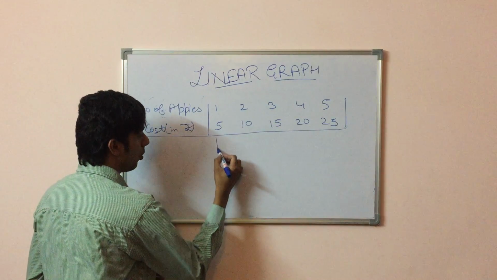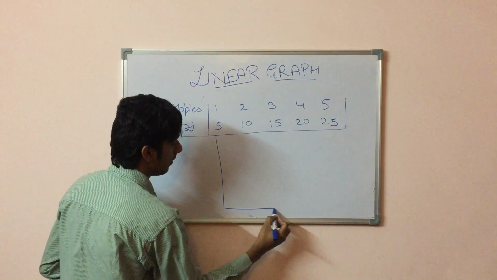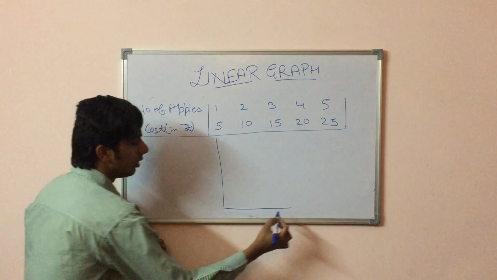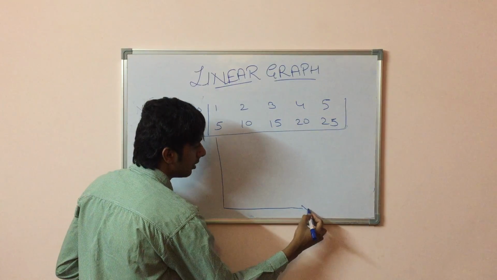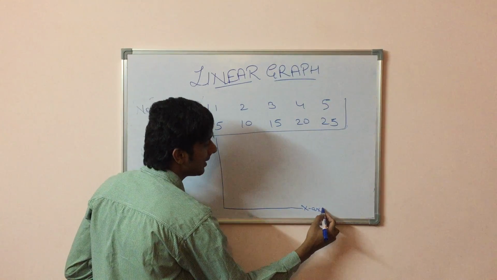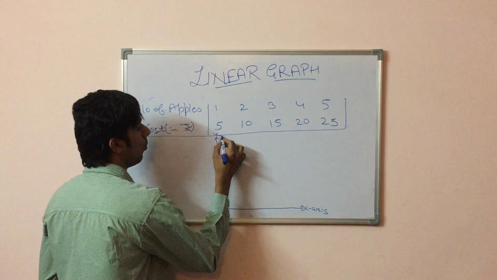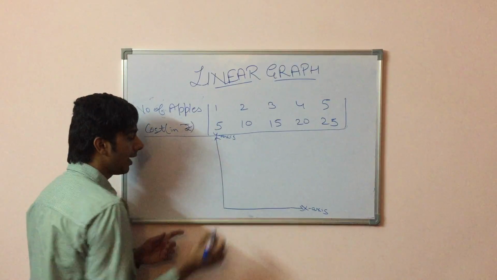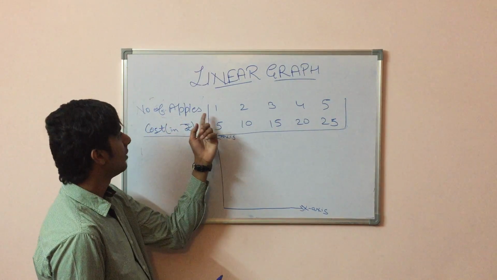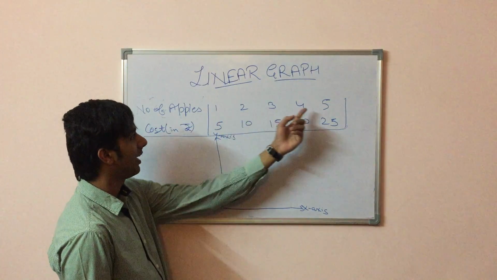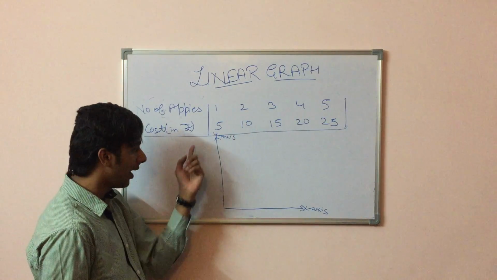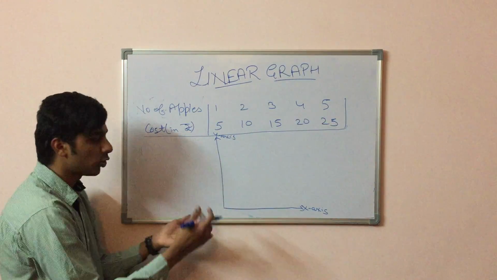Yes. So this is our number line. This is called the x-axis. This is called the y-axis, right? Now on the x-axis, you can take the number of apples and cost on the y-axis. You can interchange also, it's your choice only.